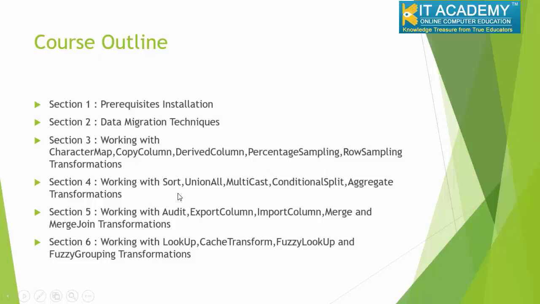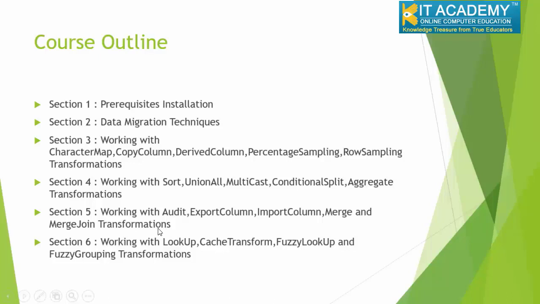If you want to select the records randomly, we can use the percentage sampling or row sampling transformations. And in the next section, I have discussed how we can sort, or how we can combine data from multiple data sources using union all, and also how we can distribute the data to multiple destinations using multicast. We have also discussed conditional split in the same section, which helps us split the records and pass them on to different destinations.